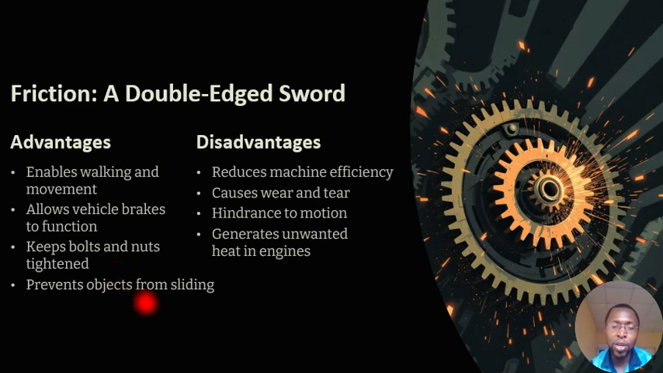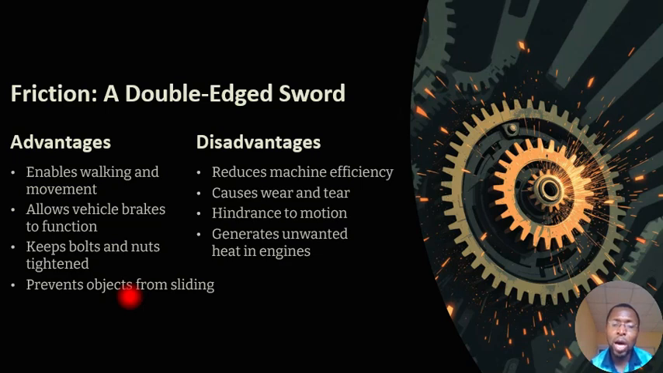And lastly, friction prevents objects from sliding. If there is no friction and you place an object maybe on an inclined plane, that object will gradually slide off, but because friction is existing, it stays. Even when you place an object on a horizontal plane too, the object would slide if there is no friction between that object and the surface on which it is placed. So we have so many advantages of friction, but we just want to talk about these four.